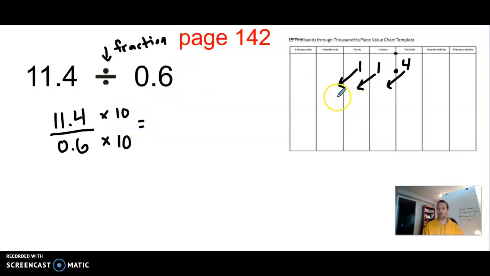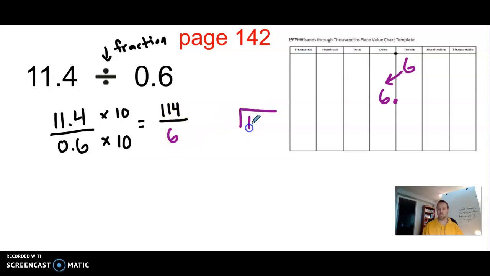And as I showed over here, if I'm going to multiply it by 10, I now have, as my decimal lines up, 114. As a denominator, let's erase this here, I have 6/10. I'm going to multiply it by 10. The decimal doesn't move. We have 6 wholes. We have 114 divided by 6. And that's ultimately what we're going to do, 114 divided by 6.